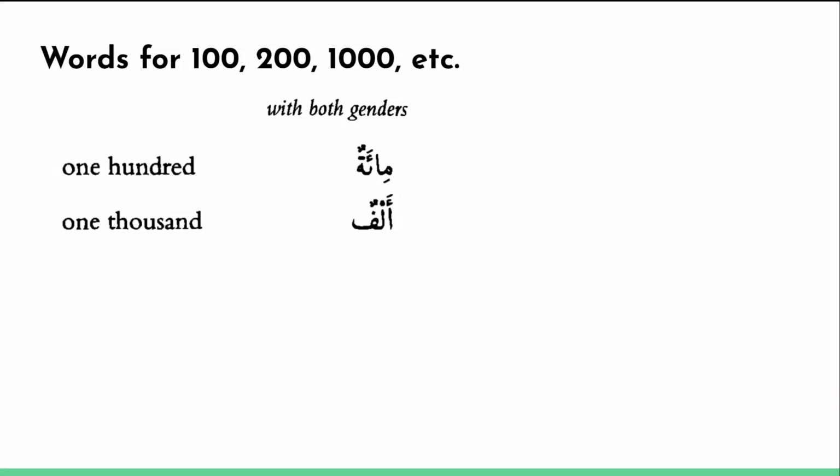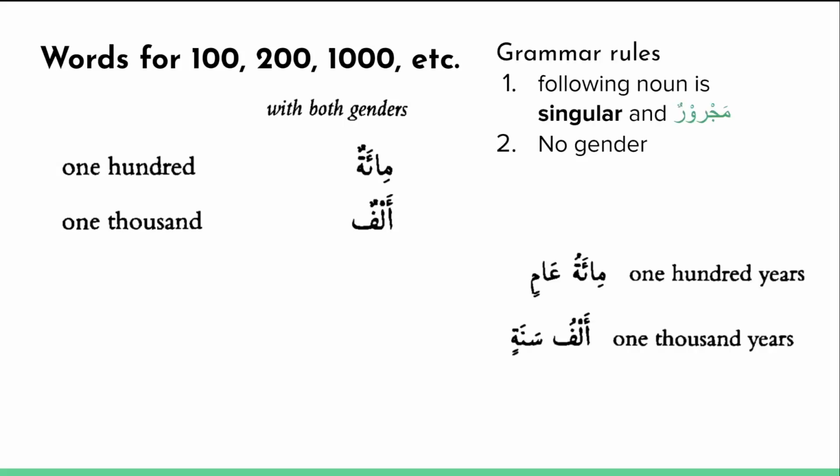So the words that you need to learn are mi'atun, which means 100, and alfun, which means 1000. Again, this applies for both genders. The gender of the noun doesn't change the word used for the number. But the following noun now has to be singular and majroor, not mansub. So let's take a look at a couple of examples.